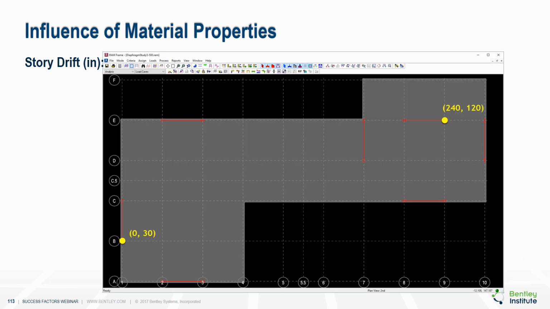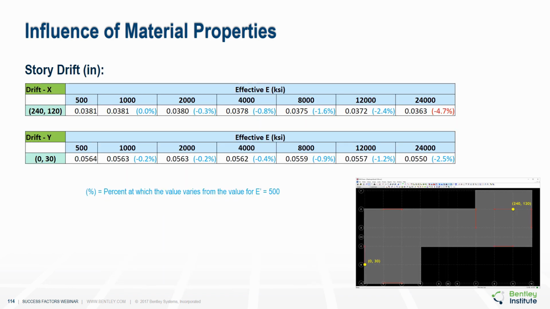So then I wanted to do the same thing with looking at drift. And so first of all, I think it's instructive to start out by looking at points that fall on the frames themselves. And so I looked at the drift at these 2 points, which are on the frames, and went through the same process using the analyses with different values of effective E, and this is what I see.